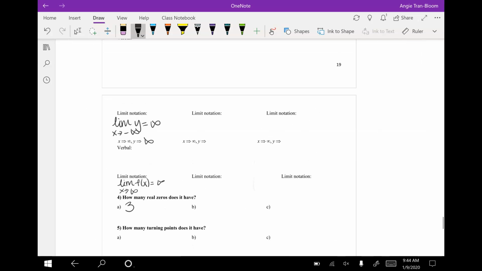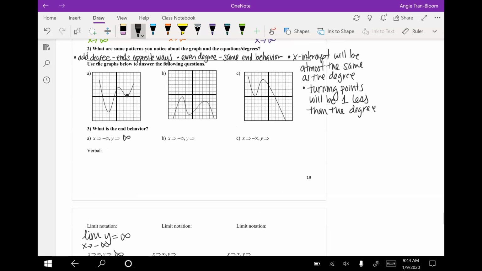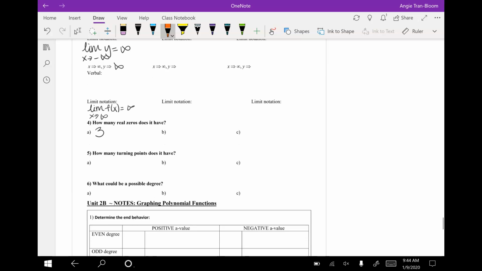Now let's go back. How many turning points do we see? Okay, so I know 1's right there, 2's right there, and 3's right there. Do you guys agree with that? Okay, 3 turning points.